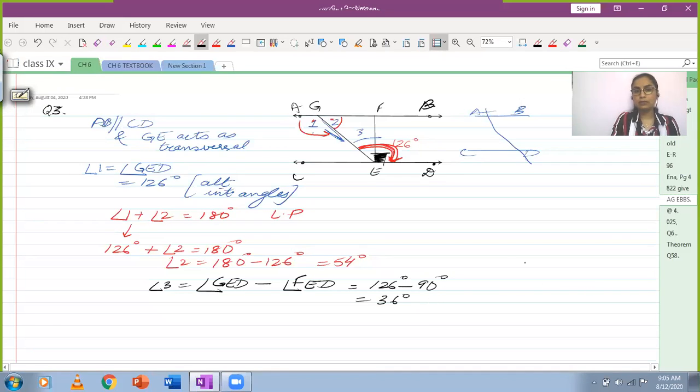I hope I'm making myself clear, but do give reasons wherever necessary. Like here, the reason is necessary. In the last part where you find angle 3, there is no reason required. It's just an observation from the figure. So other than that, it's not required to write down the names which you are using.